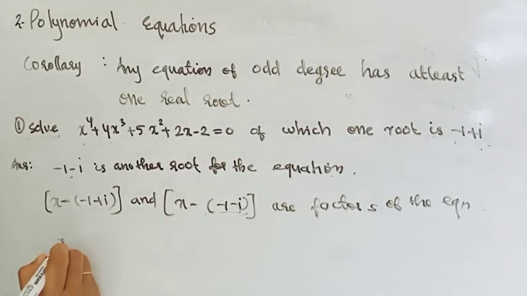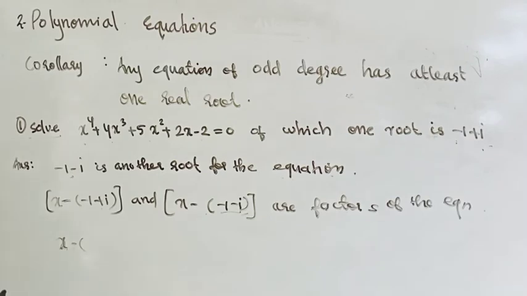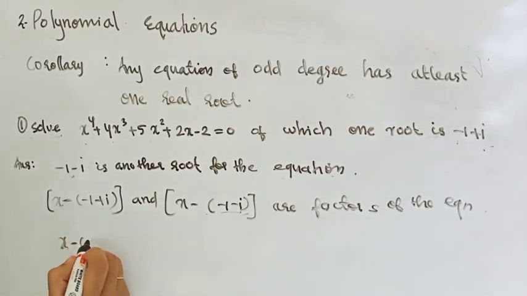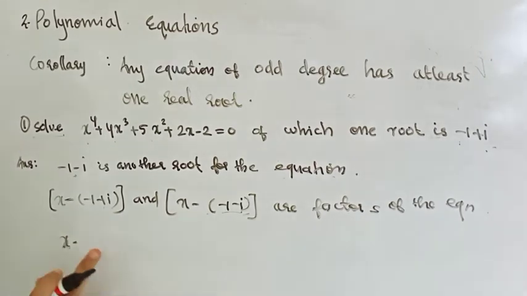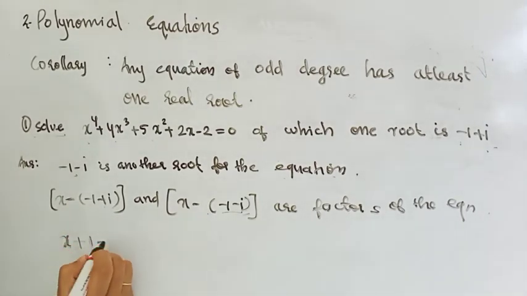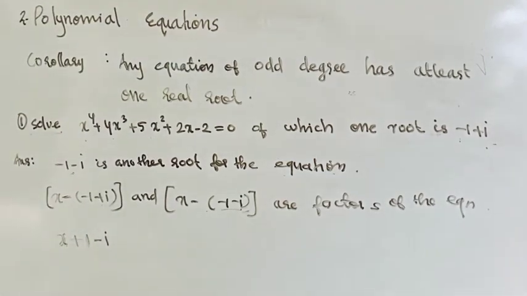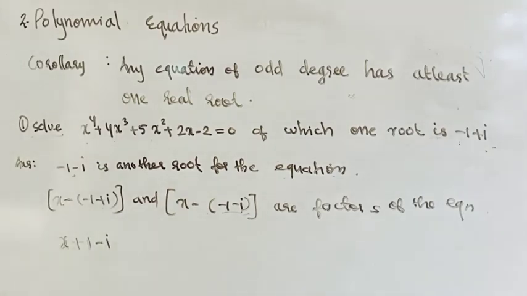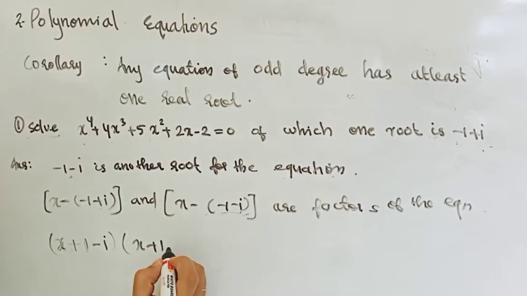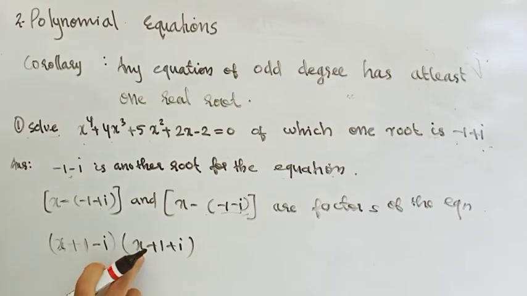That is x plus 1 minus i into x plus 1 plus i, right? By multiplying these two, we will get another factor for the equation, that is x plus 1 minus i into x plus 1 plus i.